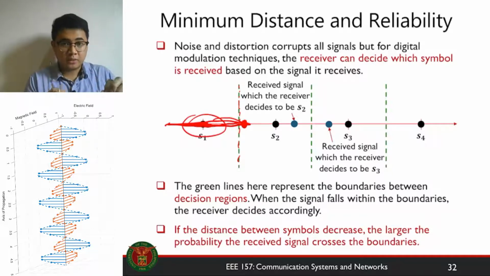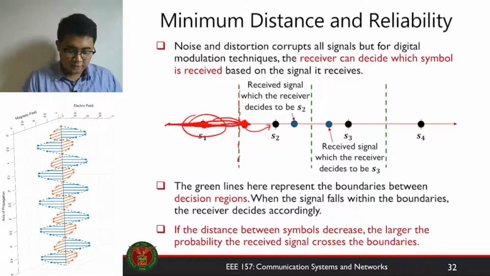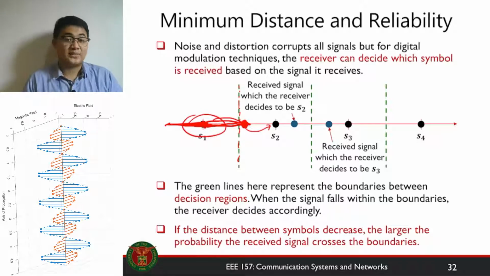If your signal falls within a boundary, the receiver will decide that the received symbol is the one closest to it. So if you receive this symbol here, it's close to S2. Therefore, the receiver will say, this is S2. Okay? But if you transmitted S1, you receive this, that means the noise is very large. And you have a bit error.